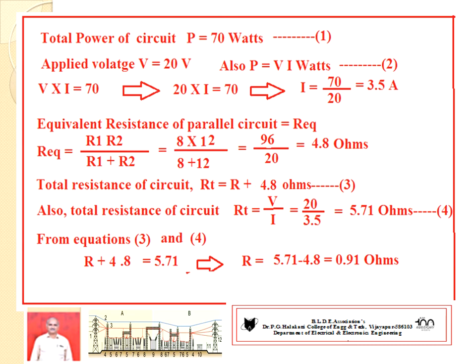The total resistance calculation is also possible by total voltage divided by total current. It becomes 5.71 ohms, equation number 4. So equations 3 and 4 represent the same total resistance of the circuit. Hence, equating equations 3 and 4, finally you are going to get 0.91 ohms. This is for 8 marks.